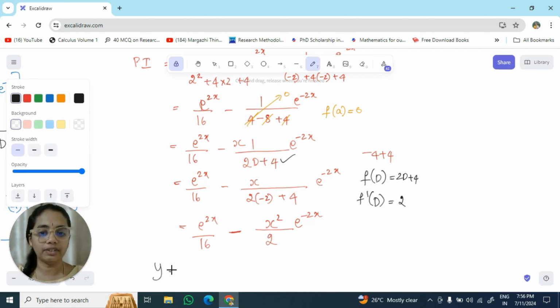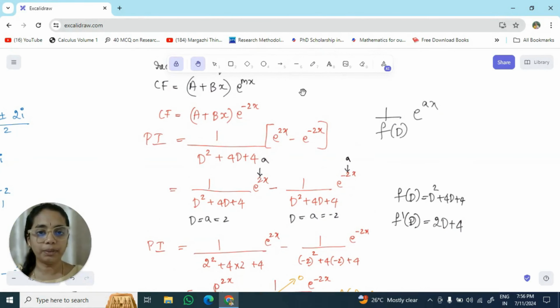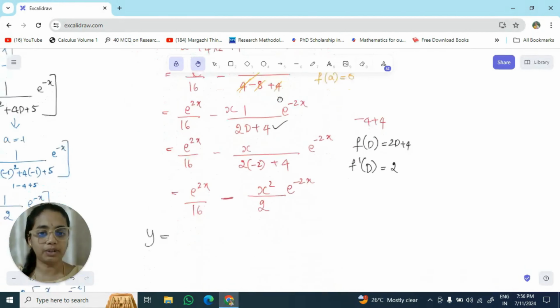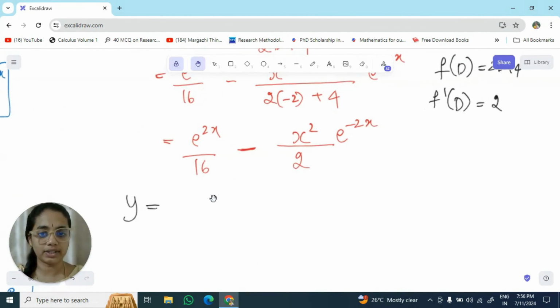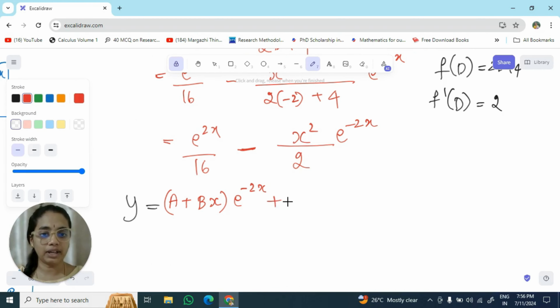So what is the value of y? The value of y would be CF plus PI. What was our complementary function? Our complementary function over here is a plus bx into e power negative 2x. What is our PI? PI is nothing but e power 2x by 16 minus x square by 2 e power negative 2x.